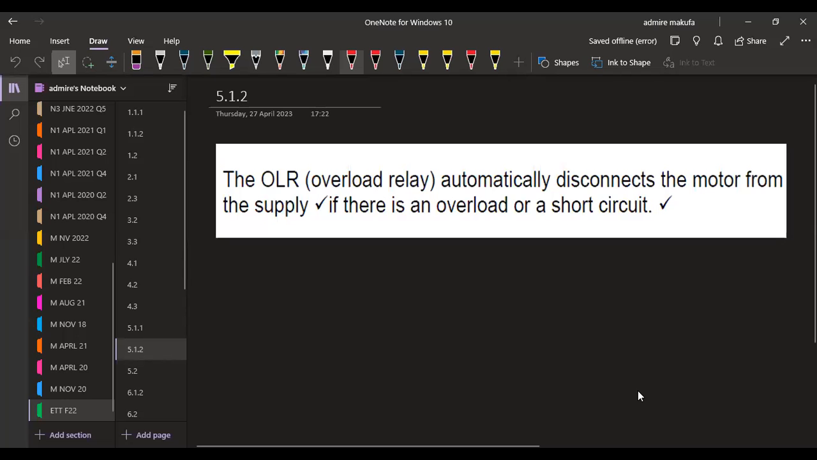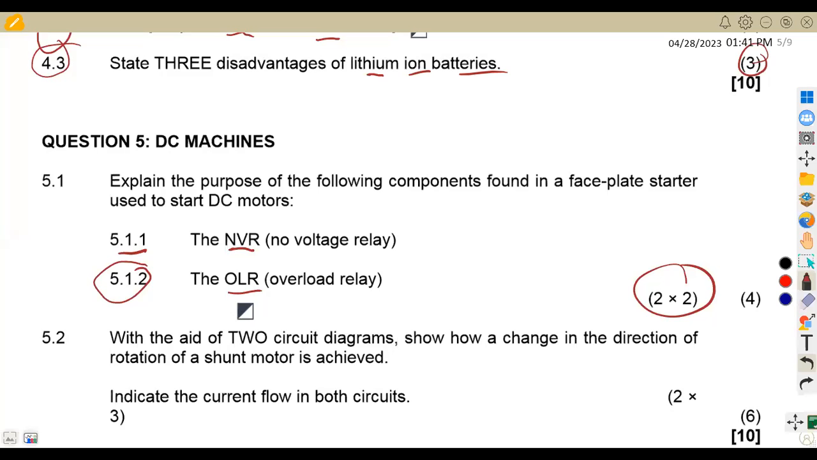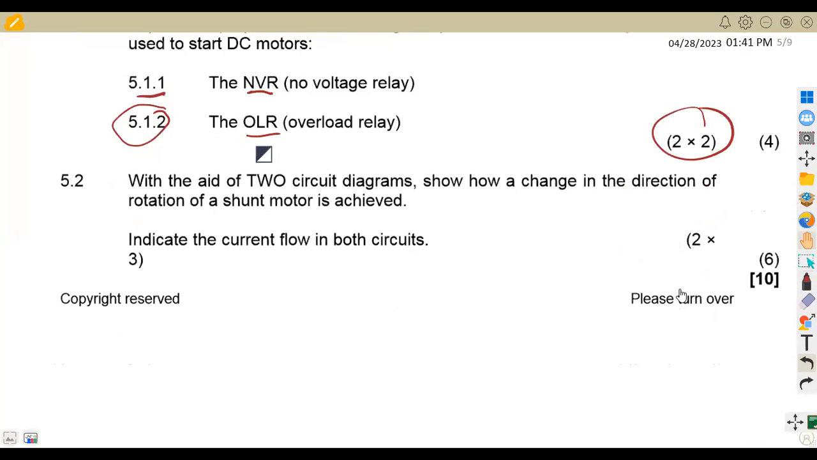It automatically disconnects the motor from supply if there is an overload or a short circuit. So in case of an overload or a short circuit, we can make use of an overload relay. That is the purpose of our overload relay, to automatically disconnect the motor on a condition of an overload or an open circuit or a short circuit, I mean.